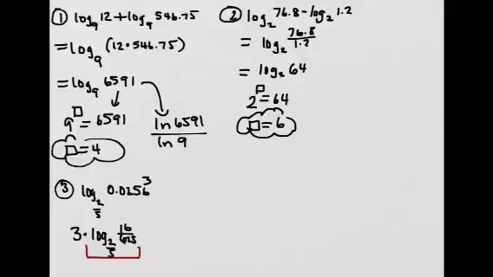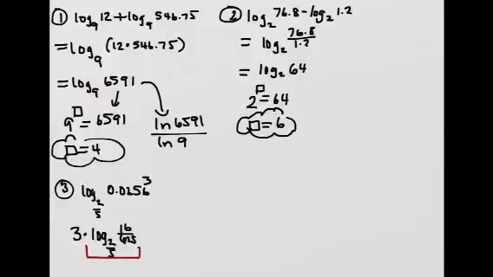Alright, so for number one, we have the sum of two logs. They have the same base. So that means that we're going to take the log of the product. We combine those two logs as the log of the product of these two numbers right here. So you see that right here. When you multiply these two numbers, you get 6,591. So it's log base 9 of that number.